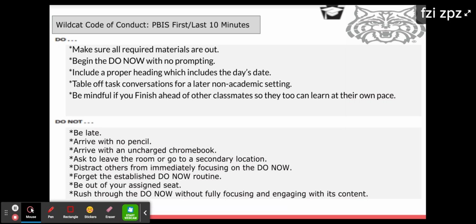Do not be late. Do not arrive without a pencil. Do not arrive with an uncharged Chromebook. Do not ask to leave the room or go to a secondary location. Do not distract others from immediately focusing on the do now. Do not forget the established do now routine. Do not be out of your assigned seat, and do not rush through the do now without fully focusing and engaging with its content.